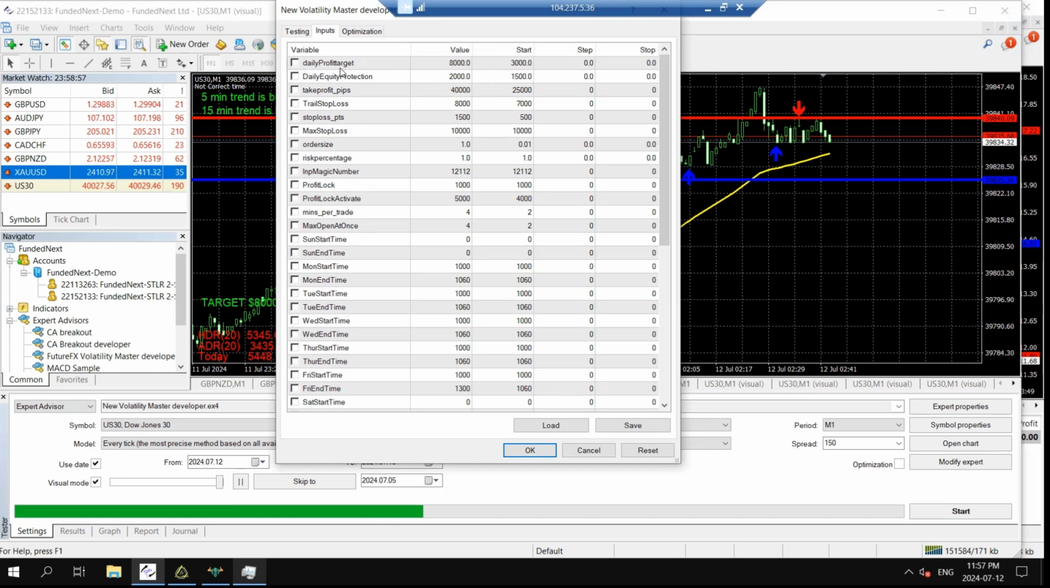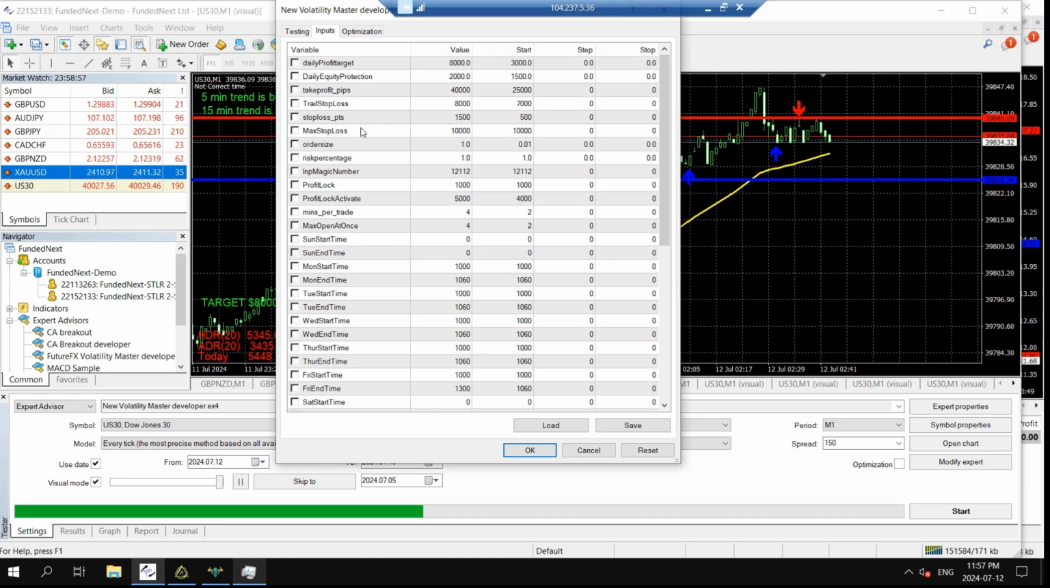We also have a daily profit target set at $8,000 or 8%. So on a daily basis, we have a potential loss of $2,000, but a potential profit of $8,000. So right there, we have a 1-to-4 risk to reward ratio between the potential loss and the potential profit.